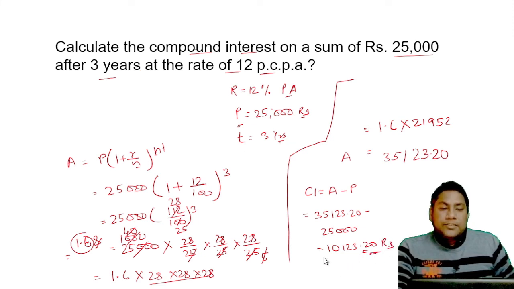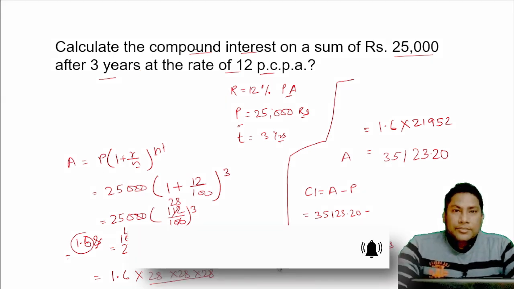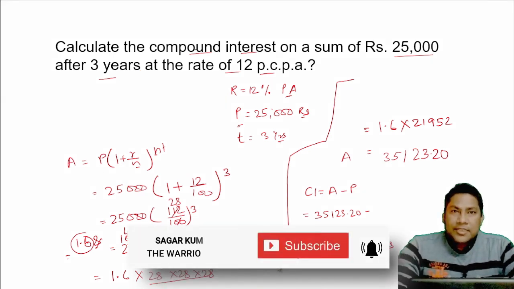So friends, this is the CI of this question. This is the method to take out the compound interest of any question.